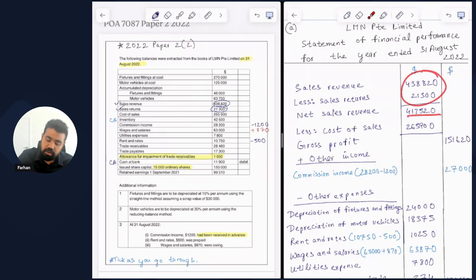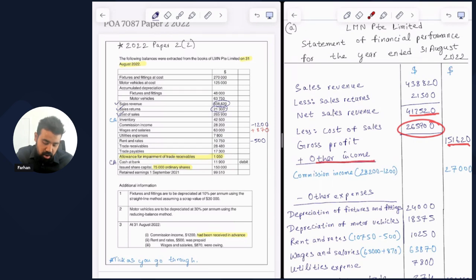Then you subtract the cost of sales, which is $265,900. And the cost of sales simply refers to the cost that we had to pay as the business ourselves when we purchased the inventory from our suppliers. Okay. And that cost of sales is $265,900, which is what you can see here. So let's take that since we have also used that. Okay. Now, once you subtract the cost of sales from the net sales revenue, you get gross profit, and that is $151,620. And then you add other income.